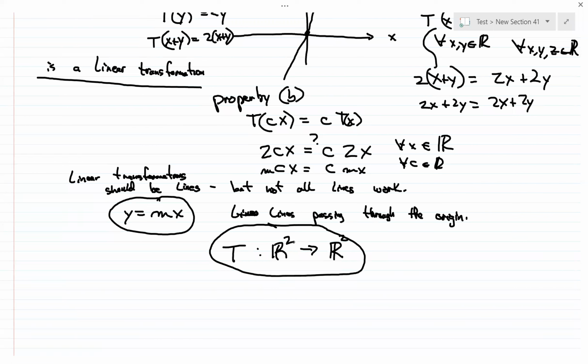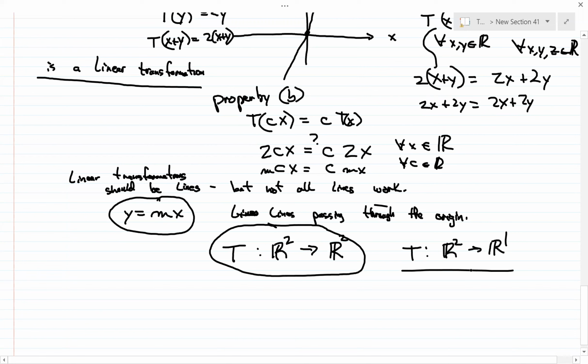Or maybe I'm trying to think what's the next easiest step. Suppose T went from R2 to R1. Yeah, that might be the next easiest step. Why? Because that's what you did in Calc 3, right? There, when you took something in the plane and you defined another function from it, you used f, and it went from R2 to R1.